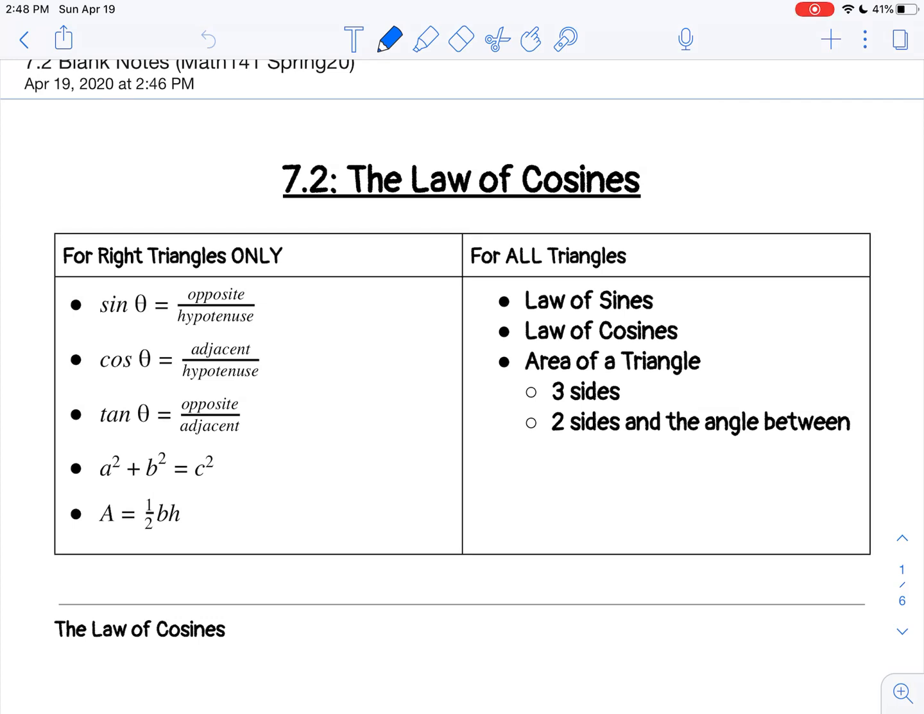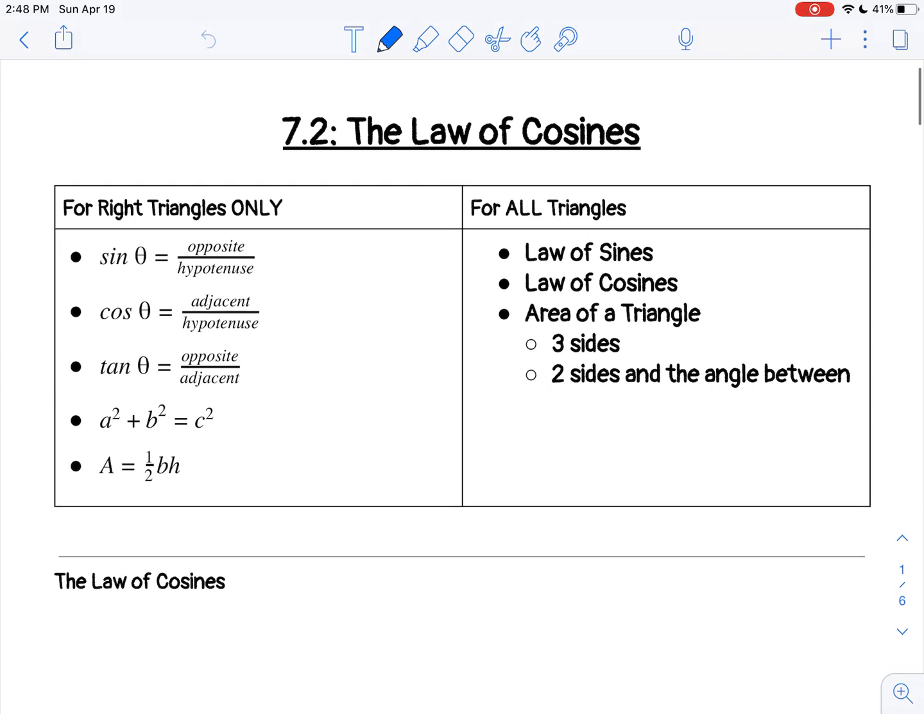So as a quick review, in 7.1 we talked about how some formulas that we know are for right triangles only, including SOHCAHTOA, the Pythagorean theorem, and the area formula for a triangle, one-half base times height. But what we're going to focus on in 7.1 and 7.2 is how we can extend those formulas so that they actually work for questions that involve all triangles, and they don't have to be right triangles.